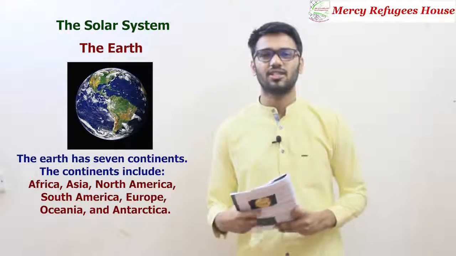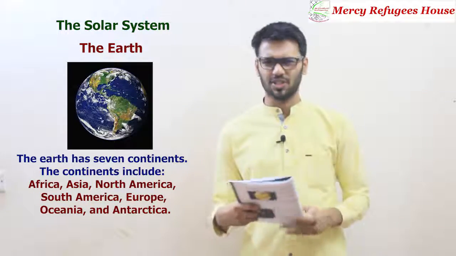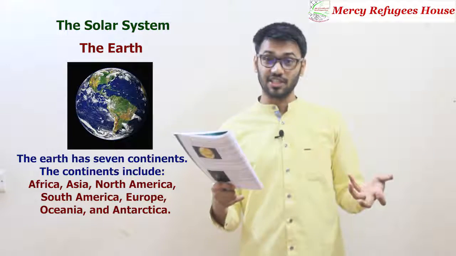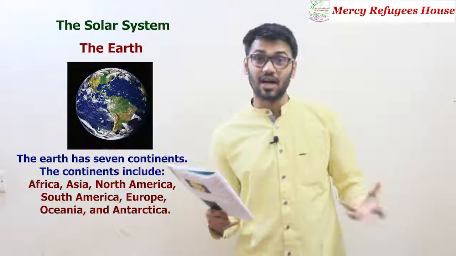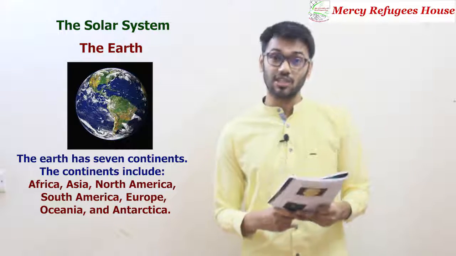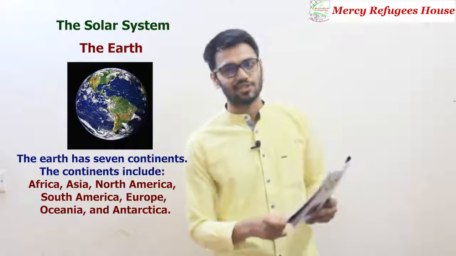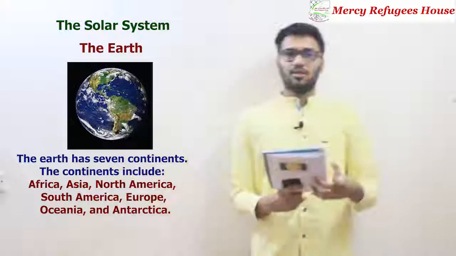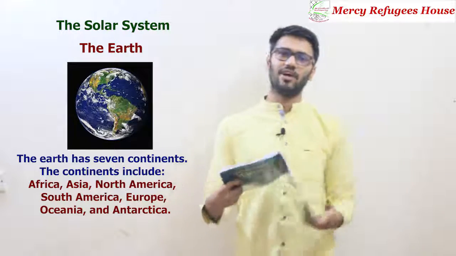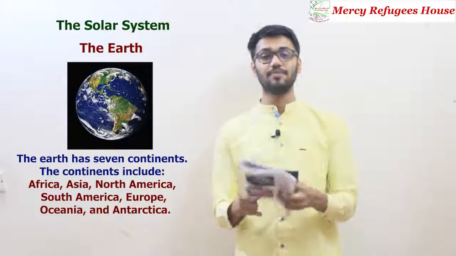Earth has got 7 continents, right? What are these continents? Africa, Asia, North America, South America, Europe, Oceania, and Antarctica. These are the 7 continents that the planet Earth has. We have divided all these lands on the Earth.